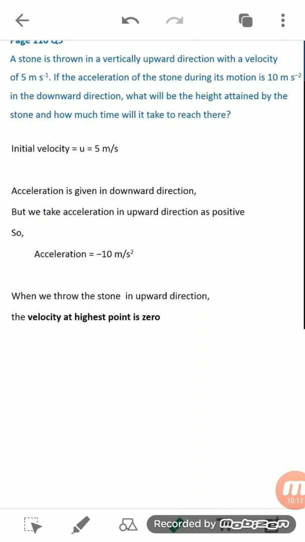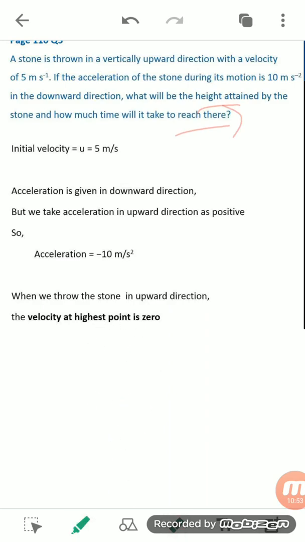Now we will see the third one. Now see here, a stone is thrown vertically upward with a velocity of 5 meter per second. If the acceleration of the stone during its motion is 10 meter per second square in the downward direction, what will be the height attained by the stone and how much time will it take to reach there? Reach where? The height. So it is talking about the height.